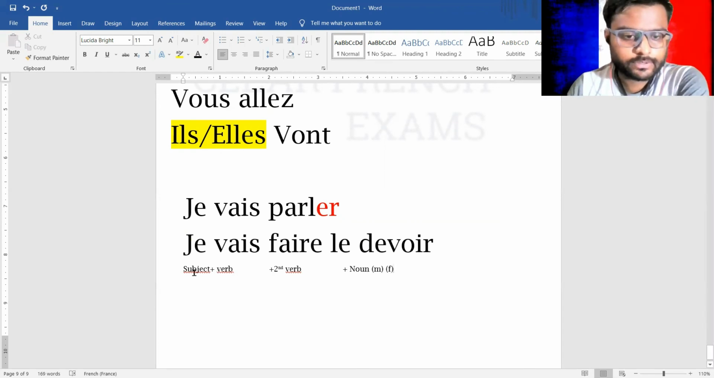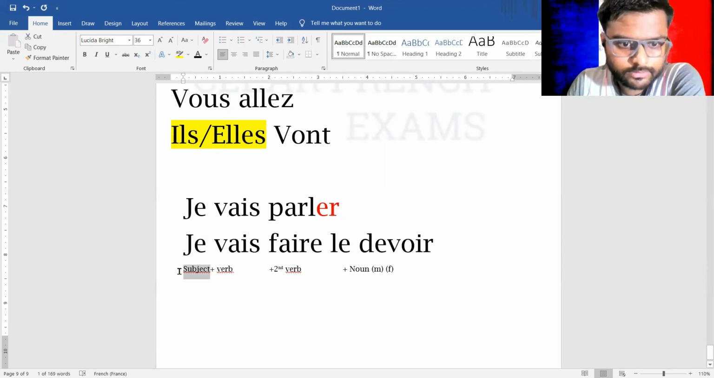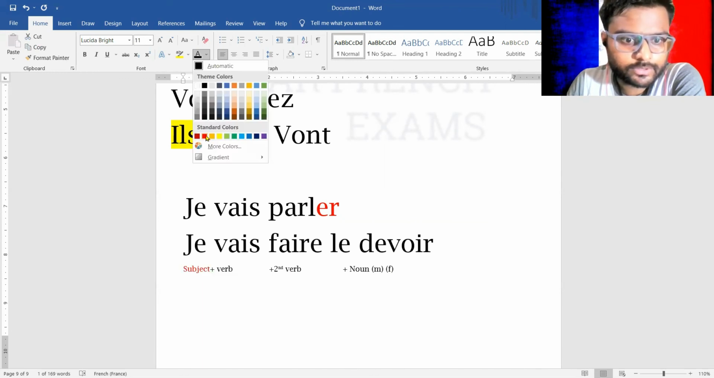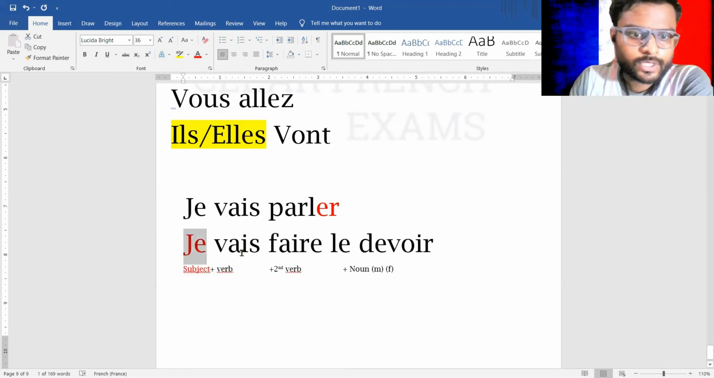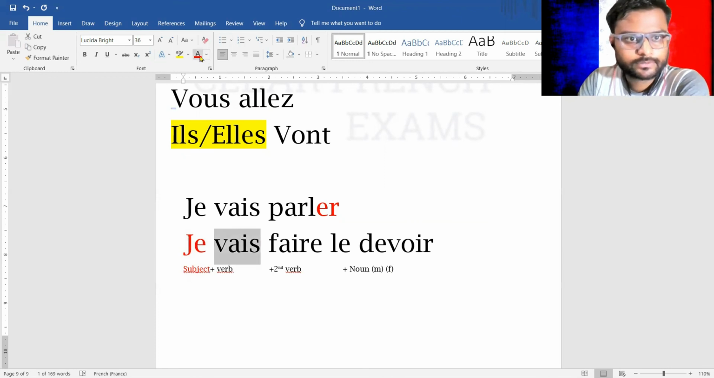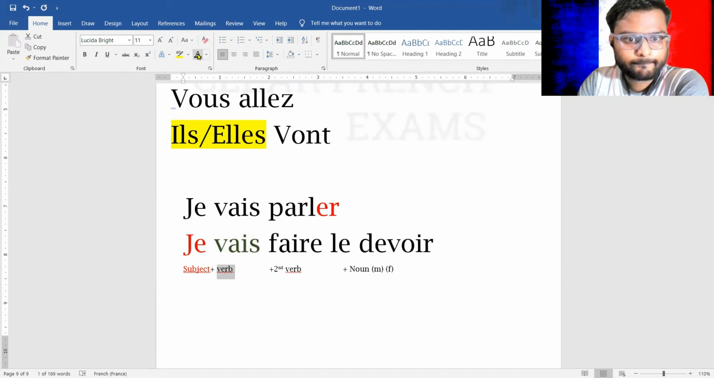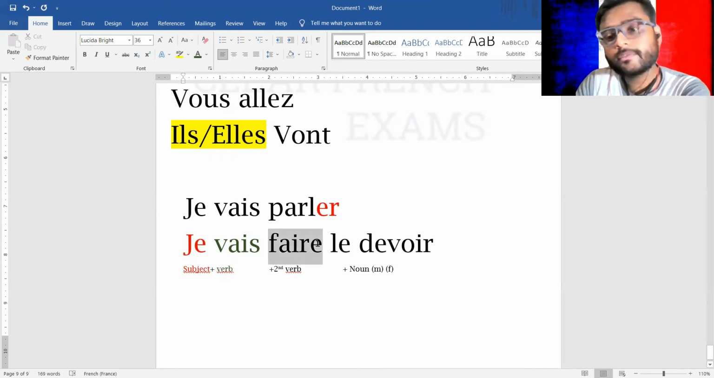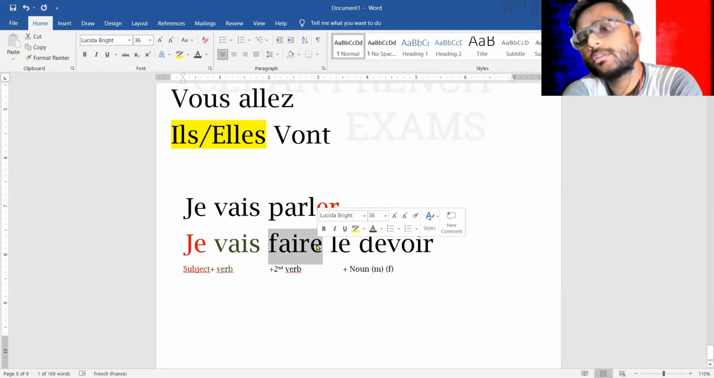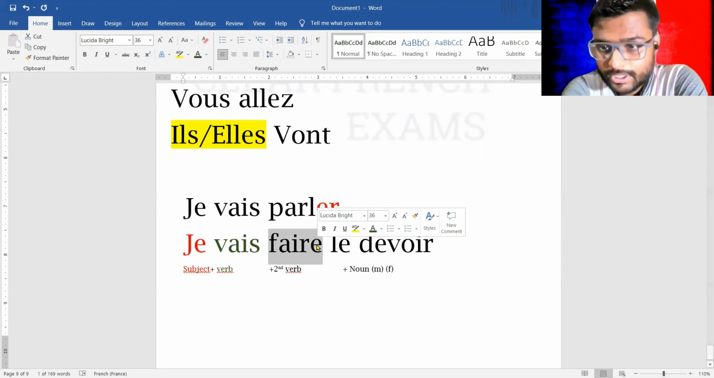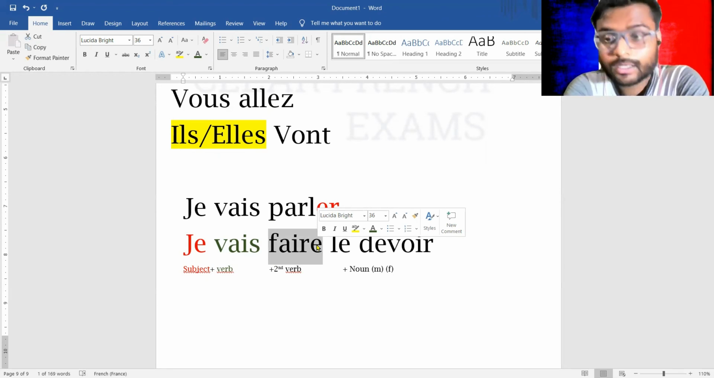Now what you have to do is just analyze this concept. Je is subject. Vais, je vais. Now this is a second verb, and always remember, guys, second verb will always be unconjugated. दूसरी जो आप verb लगाएंगे एक verb यूज करने के बाद वो कभी conjugate नहीं करेंगे आप. All right, guys, keep this thing in mind.